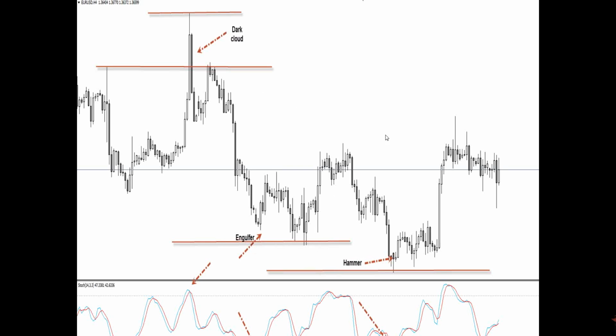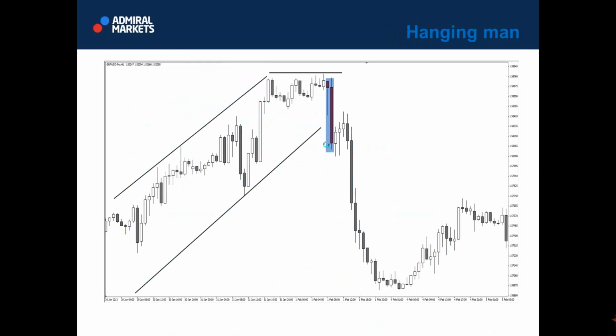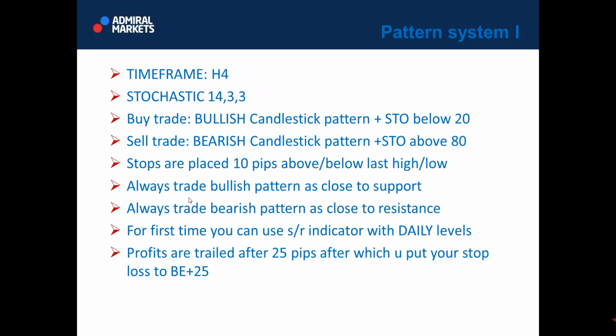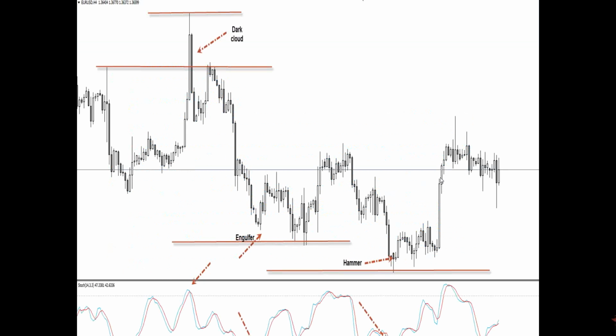So the general rule is, and remember this, always trade bullish patterns as close to support, always trade bearish patterns as close to resistance, and you want to see stochastic below 20 if we go to the long side, above 80 if we go to the downside. This is effectively counter trend trading, selling into resistance, buying into support.